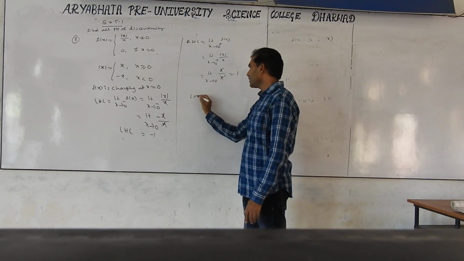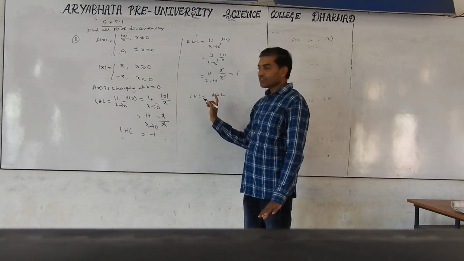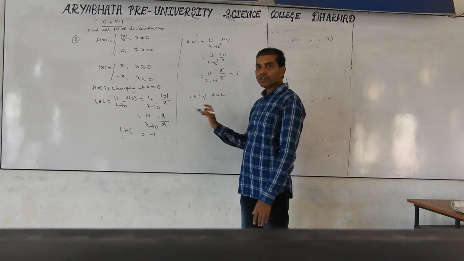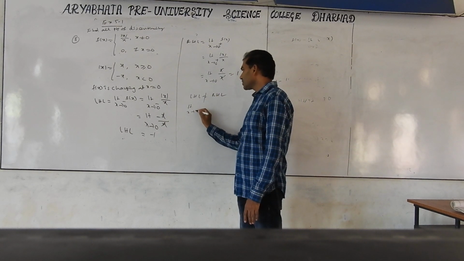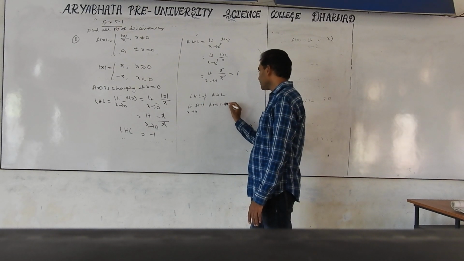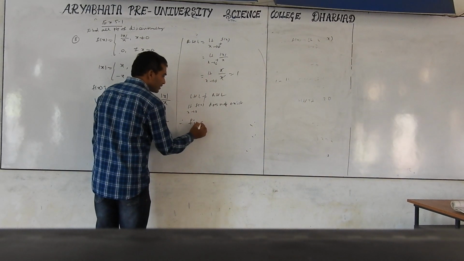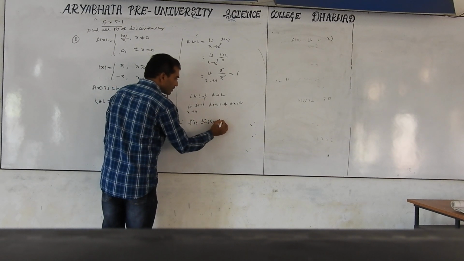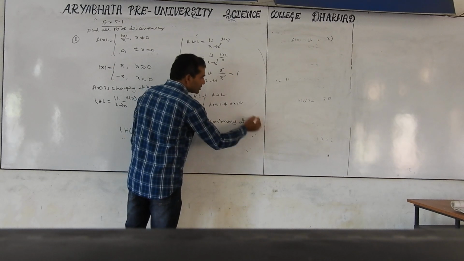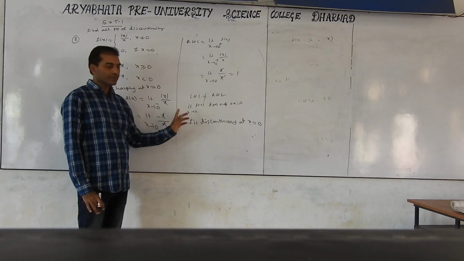So left limit is minus 1 and right limit is 1. Left limit not equal to right limit. Therefore, the limit does not exist. Limit of f of x does not exist. Therefore, f is discontinuous. f is discontinuous at x equal to 0.